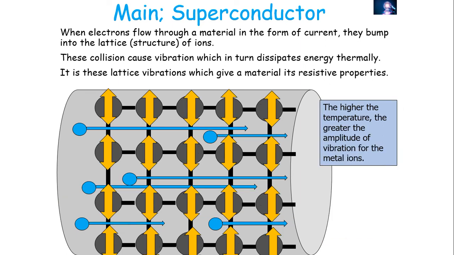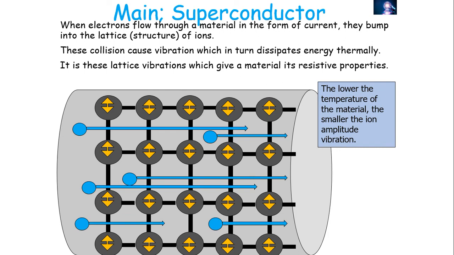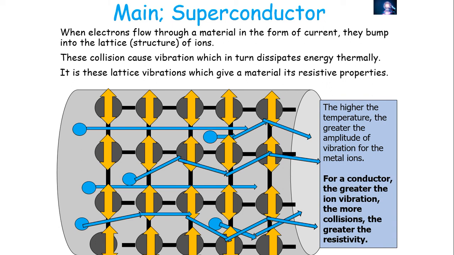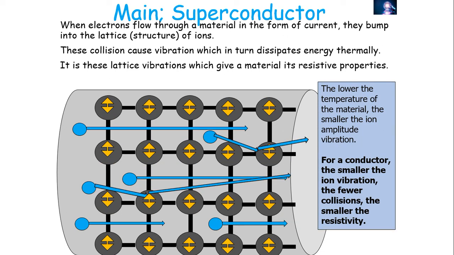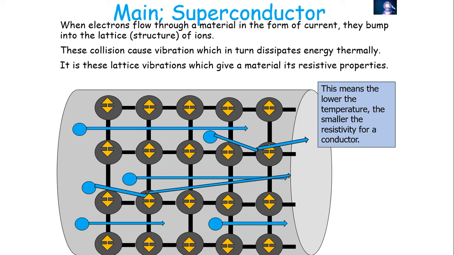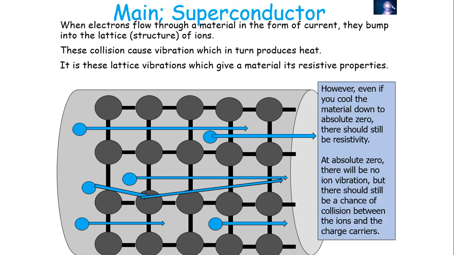The higher the temperature, the greater the amplitude of vibration for the metal ions. The lower the temperature of the material, the smaller the ion amplitude vibration. Now, for a conductor, the greater the ion vibration, the more collisions, the greater the resistivity. And the smaller the ion vibrations, the fewer collisions, the smaller the resistivity. So like we said before, for a conductor, the lower the temperature, the smaller the resistivity.